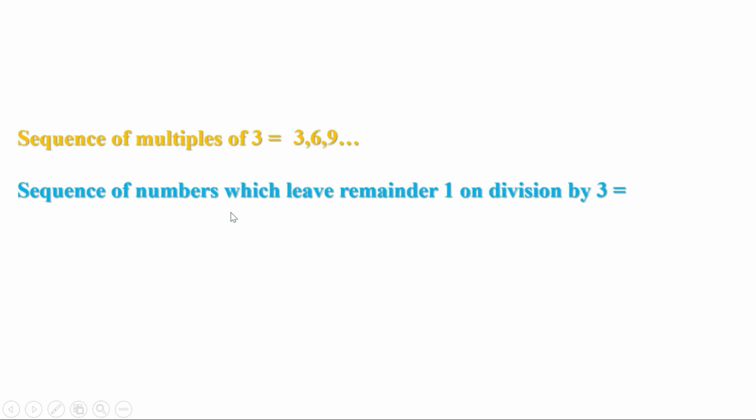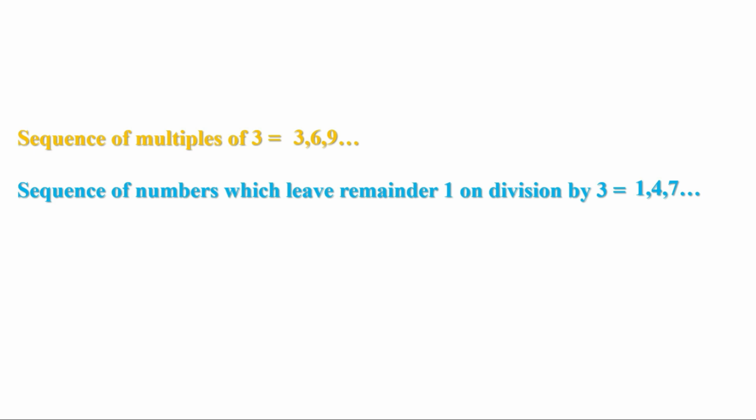Now let me take another sequence using 3. The sequence of numbers which leave remainder 1 on division by 3. We have seen this sequence. It was 1, 4, 7, etc. Is it an arithmetic sequence? Let us check. 1 plus 3 is 4. 4 plus 3 is 7. So it's again an arithmetic sequence with common difference 3.